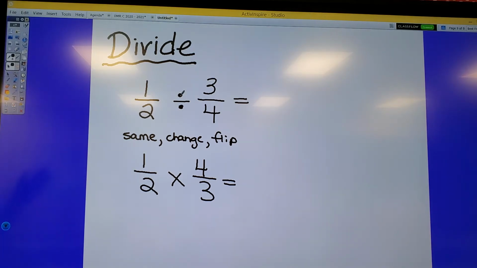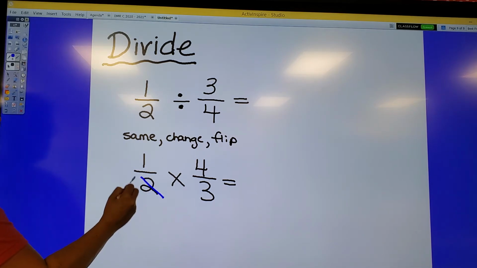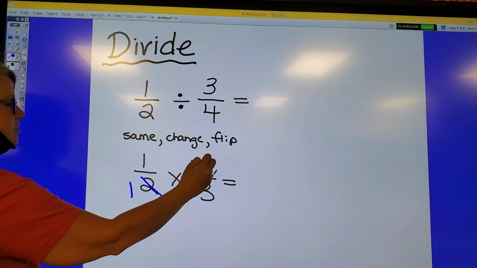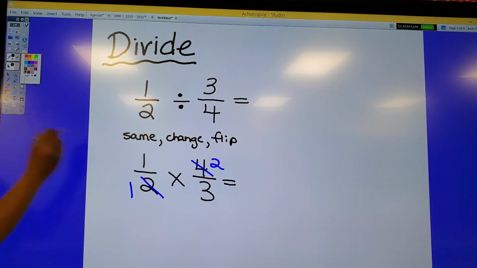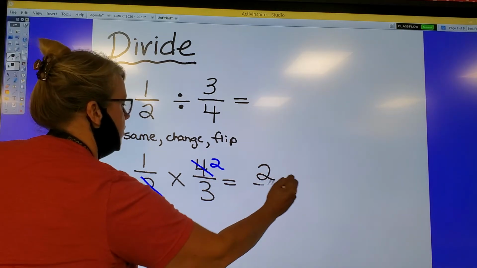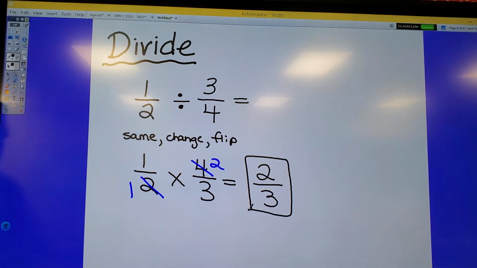This is now just a multiplication problem like the ones that we've been practicing before our restroom break, which is nice. Can I cross reduce any in this problem? Yes. My 2 and the 4 can both be divided by 2. So 2 divided by 2 is 1, 4 divided by 2 is 2, and now multiply straight across. 1 times 2, 1 times 3, and you are finished. So again, to divide fractions, you're not really dividing any of the numbers. You're changing it to a multiplication problem.